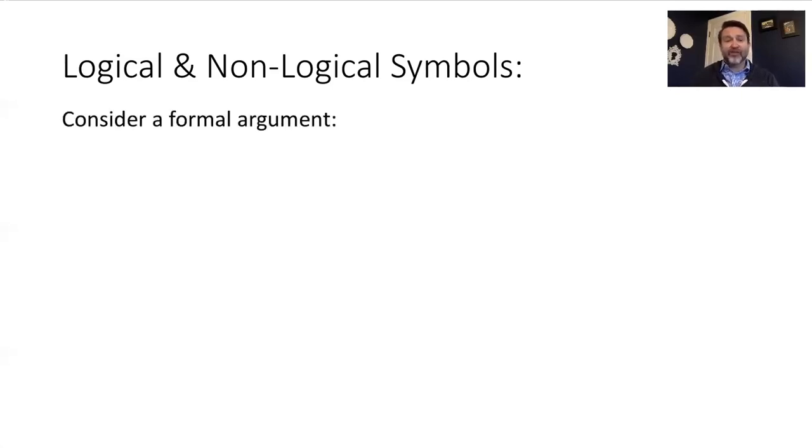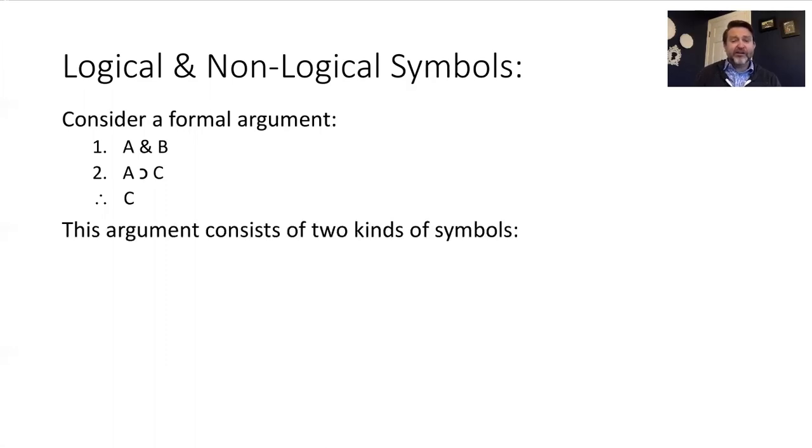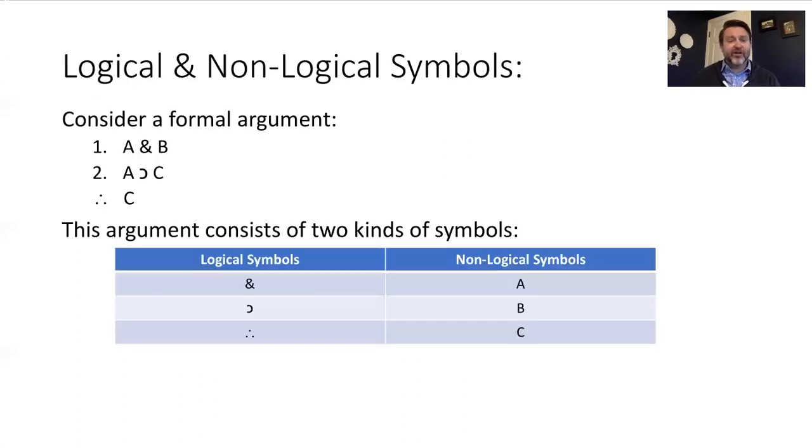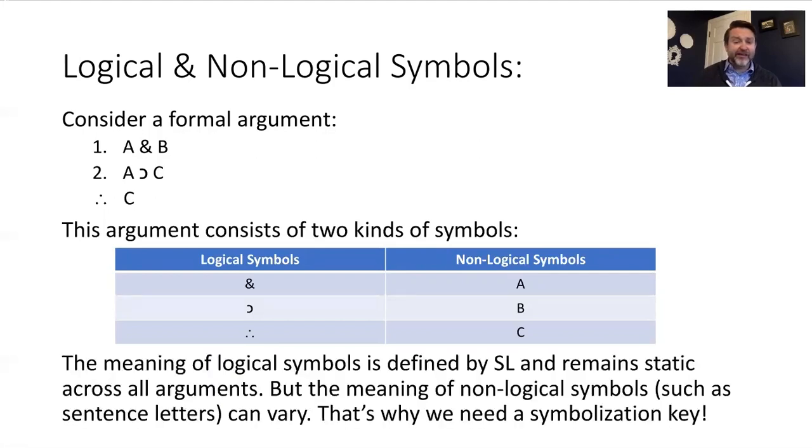So just consider the following formal argument. A and B, if A, then C. And the conclusion of this argument is C. And this is clearly a valid argument. But notice that this argument consists of two kinds of symbols. So first of all, there are the logical symbols, conjunction, conditional, therefore, and then there are also non-logical symbols. And here the non-logical symbols are A, B, and C.